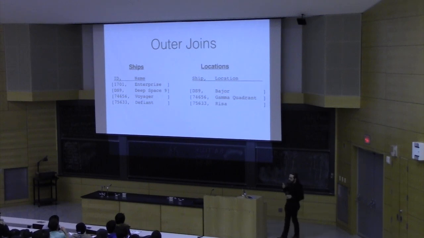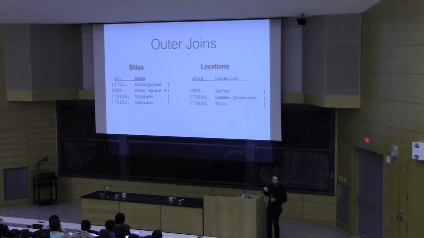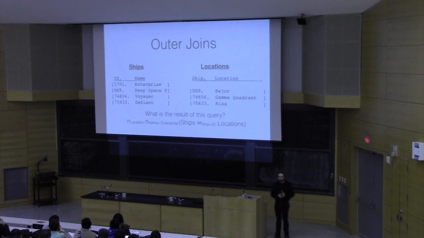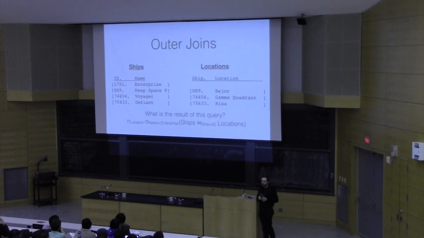So let's say I wanted to know where the Enterprise was located after it mysteriously vanished in this subspace anomaly. I might ask a query, a very straightforward query like this. Give me the location of the ship named Enterprise over the join of ships and locations. Now, what would the query result for this be?